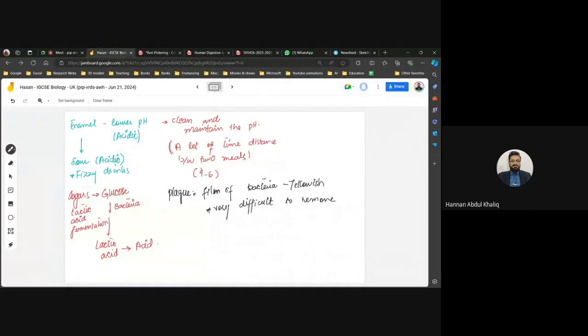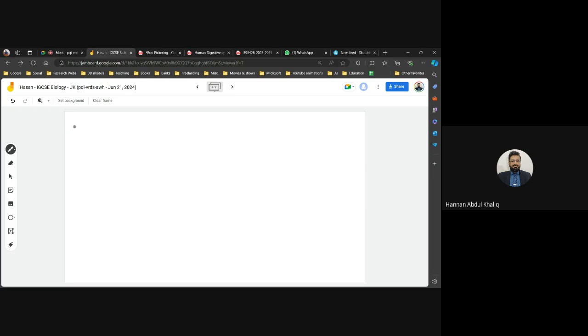All right. Once the physical digestion in the mouth is done, you move to the chemical digestion. Chemical digestion is performed by the enzymes. Now you need to know enzymes need to be secreted. And if the enzymes need to be secreted, it means there must be some sort of glands.